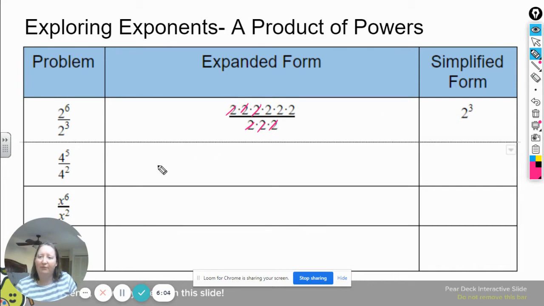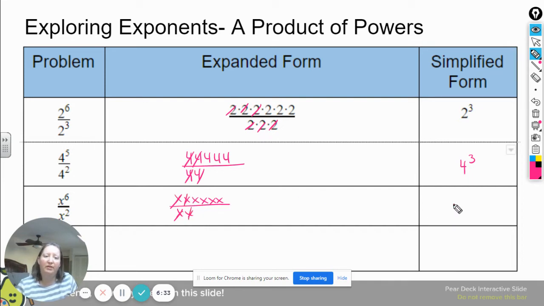Okay, works the same for this guy. You have 1, 2, 3, 4, 5 over 2. I cancel the ones that I can. If I have 1 on top and 1 on bottom, I can cancel it, and I'm left with 4 to the 3rd. Then it works the same with variables. 1, 2, 3, 4, 5, 6 over 2 of them. Cancel 1 on the bottom, cancel 1 on the bottom, and I'm left with 4 of them.